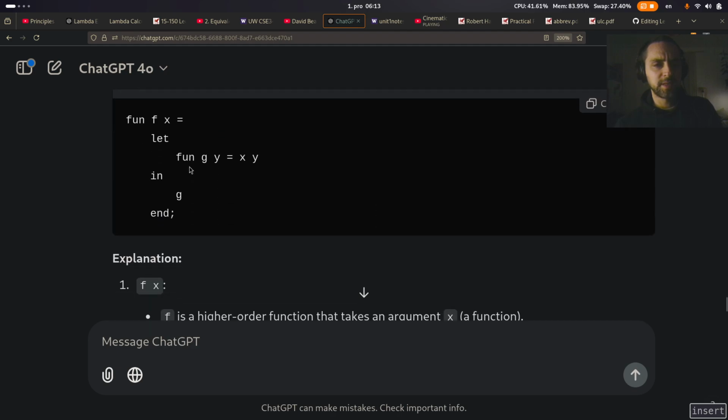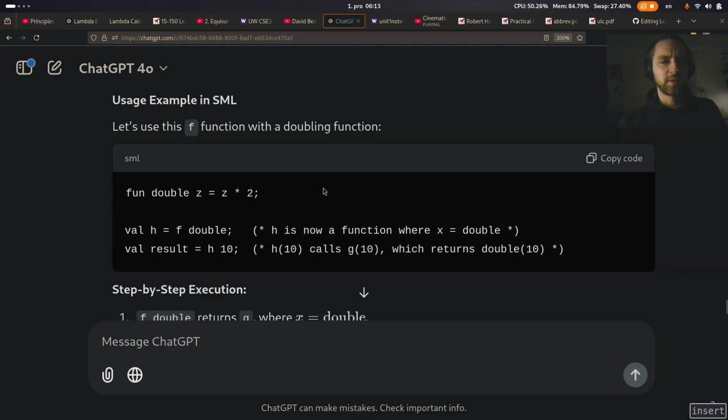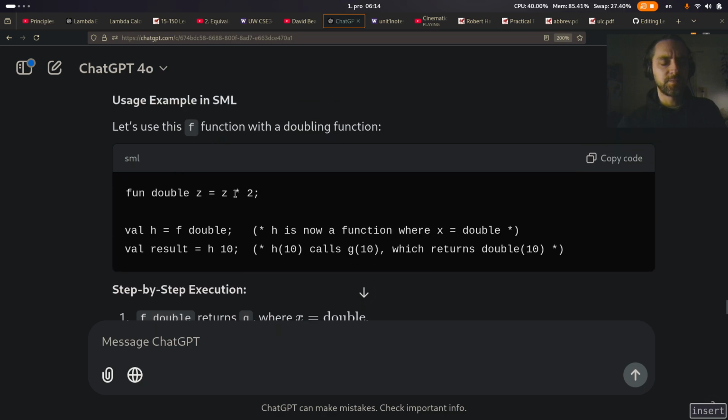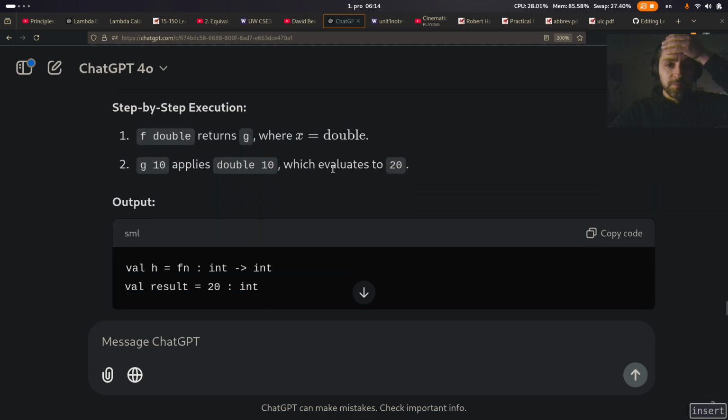Fun f of x, let fun g of y is x, y, and g. f is a higher order function that takes an argument x, g of y. g is a nested function inside f, it takes an argument y. Let's use this f function with a doubling function. Fun double z is z times 2, val h, f double. h is now a function where x is double. Val result is h10. h10 calls g10, which returns double.